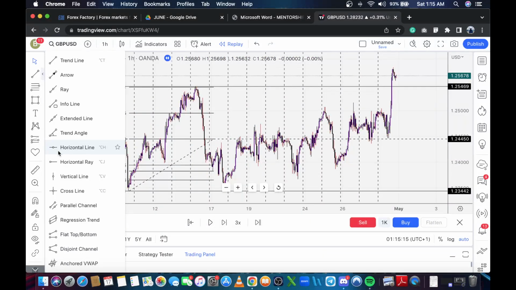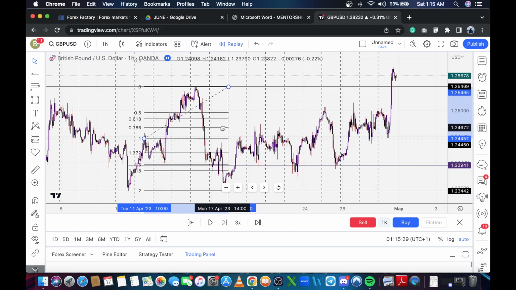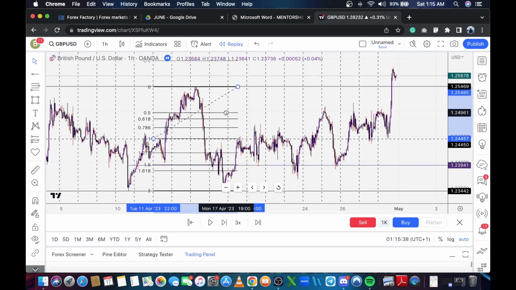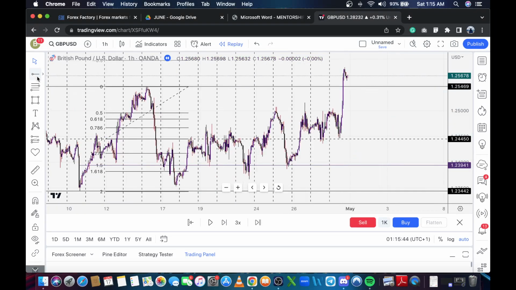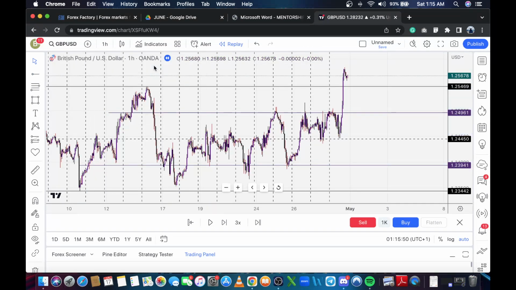Let's use the horizontal ray here. And let's go for something better. We use purple for each quarter and do the same thing. So what we have here is first quarter, second quarter, third quarter, and the fourth quarter of our range.